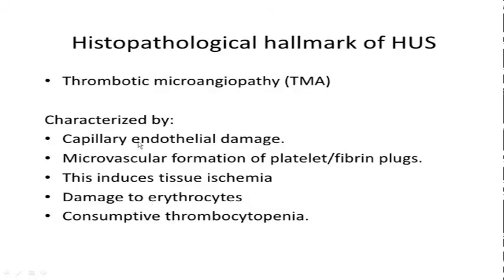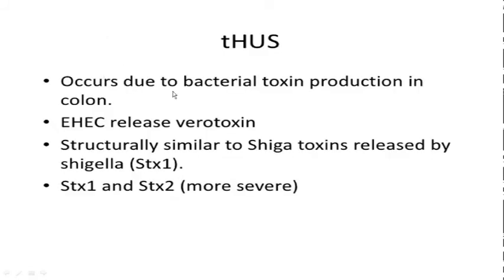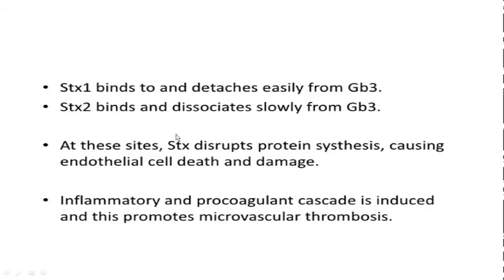Histopathologically, you will find capillary endothelium damage, microvascular thrombosis, tissue ischemia, damage to erythrocytes, and consumptive thrombocytopenia. The bacterial toxin is basically produced in the colon, and enterohemorrhagic E. coli releases verotoxins, which are structurally similar to Shigella toxins. These toxins bind to the endothelium and disrupt protein synthesis, causing endothelial cell damage. It further causes the inflammatory and procoagulant cascade to intervene, and promotes microvascular thrombosis.